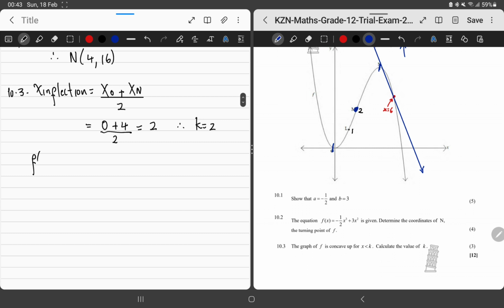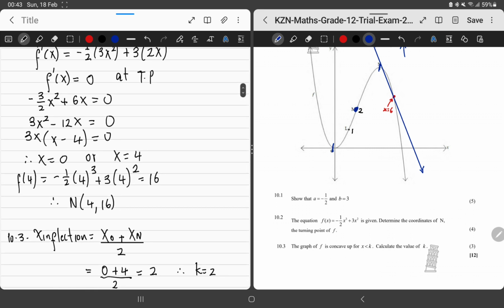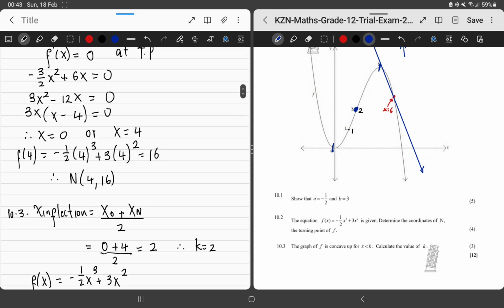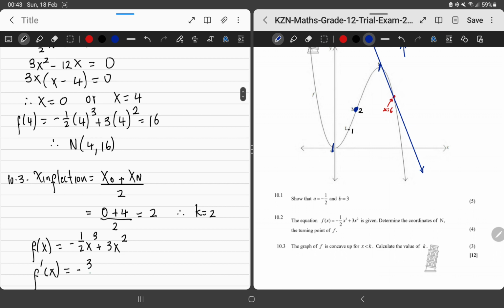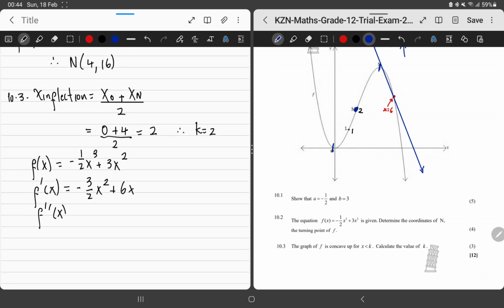Another way to find this, we can say f of x should be equal to negative 1 over 2 x cubed plus 3x squared. For f of x, we need to find the second derivative. It will give us the value of the point of inflection, the x value. So this is minus 3 over 2 x squared plus 6x. And then we just need to find the second derivative. So this is minus 3 over 2 times 2x plus 6.